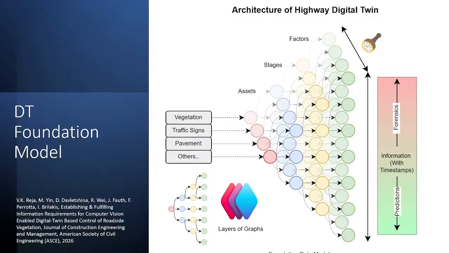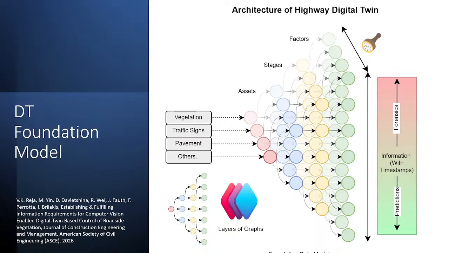So finally, we came up with this kind of model, which has multiple parts to it. If you see, the assets are the assets from the road environment. Then we have multiple stages, factors, and as I was telling, each of the factors will have information requirements. With the information requirements, we will have timestamp data where we can do either forensics or predictions based on this information requirement.